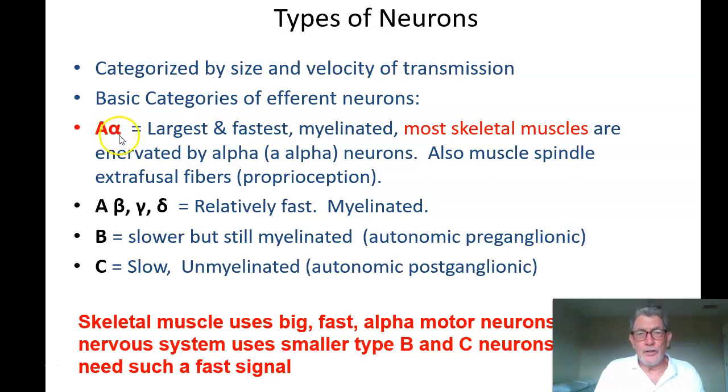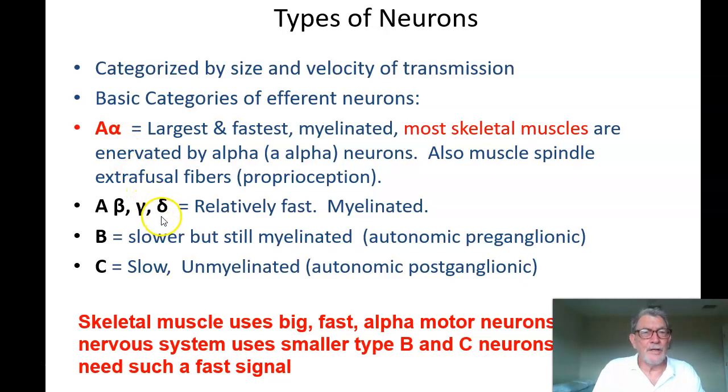These are the ones you need to know right now because A alphas are used in the skeletal muscle. You want your arms and legs to get signaled right now. So you use the biggest, fastest. Alpha motor neurons. Alpha, like alpha gorilla. The A alpha motor neurons are the biggest, fastest ones.